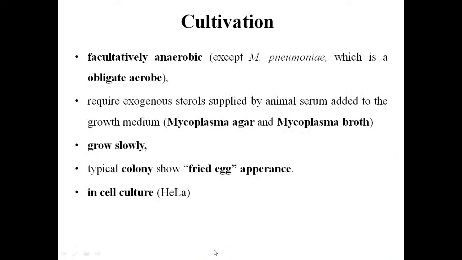What about cultivation? They are facultative anaerobes, except Mycoplasma pneumoniae, that is an obligate aerobe. They require exogenous sterols supplied by animal serum added to the growth medium. So these bacteria may be cultivated in special media like mycoplasma agar and mycoplasma broth. But they grow very, very slowly. They form a typical colony that resembles a fried egg. They also may be cultivated in cell culture, HeLa, for example.